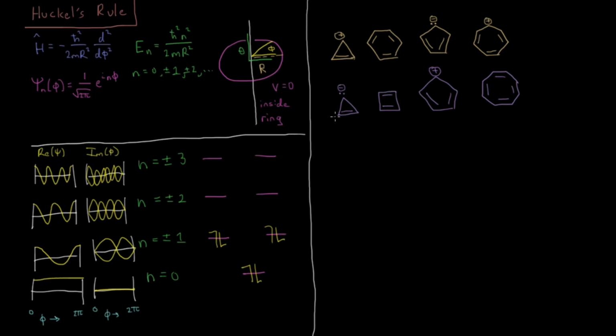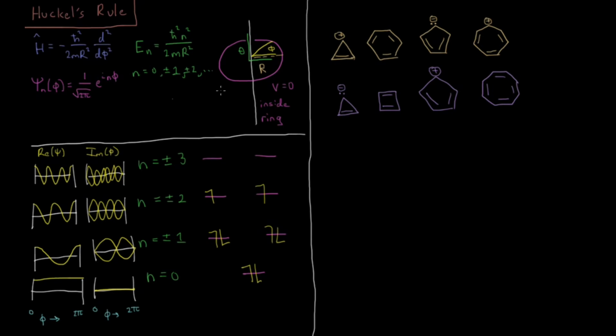But if we have situations like we have at the bottom, if we have the cyclopropyl anion, then we have this situation where we have a half-filled subshell at n equals plus or minus 1. Those are equal in energy, so we put 1 electron spin up in each of those orbitals. Same thing for cyclobutadiene, only half-filled. Same thing for the cyclopentadienyl cation, and for cyclooctatetraene, we would have 8 pi electrons, so we'd say 1, 2, 3, 4, 5, 6, 7, 8.